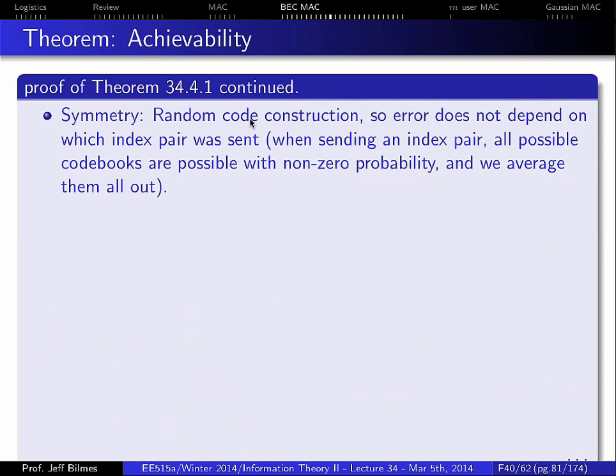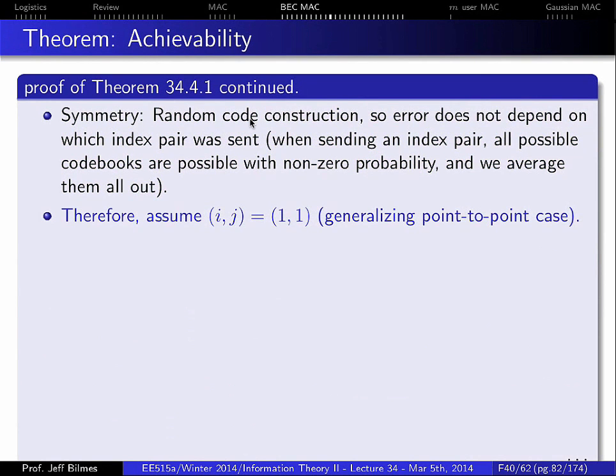So what we can do is, like we did before, we swap out the sum and take the average, and what only matters is that we can just say, let's assume without loss of generality that index 1, comma 1 was sent, and then bound that error. And when that error is bound, then all of the errors are bound, because again, it's the symmetry of the code words. This is the random code word construction.